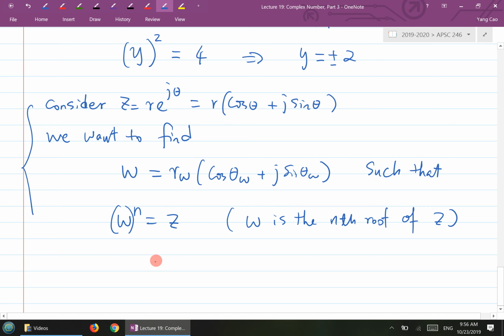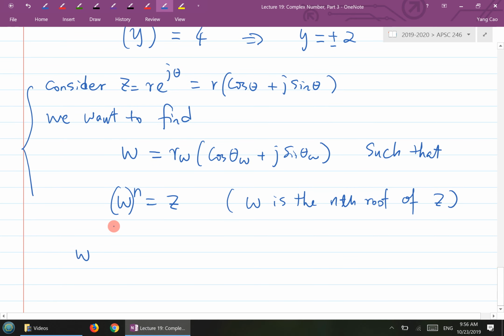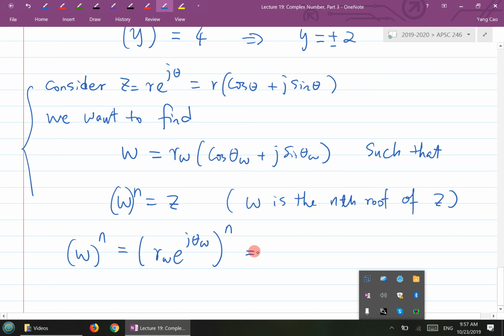So we need to rephrase it as a solvable format. So w to the power of n equals z. Here's your w, right? I don't know what w is yet, but I can always write w in Euler's format. So r_w e to the power of j theta_w. We need to find r_w and theta_w here, basically. And this power will equal z, and z is this term, r e^(j theta). Good? Yeah.